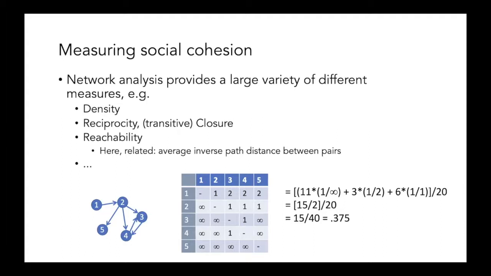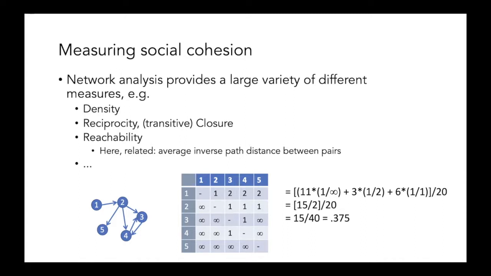There we have in network analysis a very large repertoire of potentially different measures. Most simple density, measures which are based on reciprocity, measures which are based on transitive closure, and so on. There are a lot of options, in the end very different concepts of integration that they would operationalize.